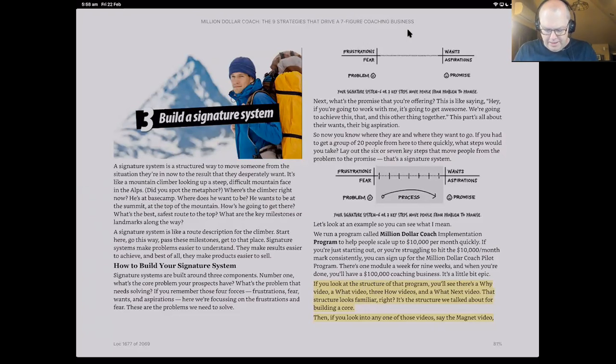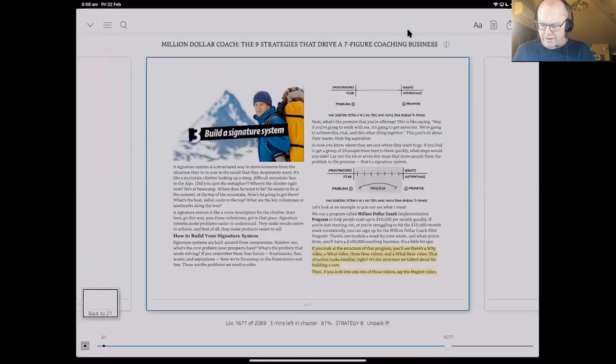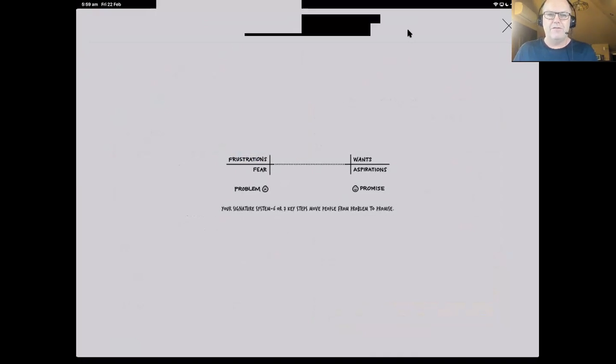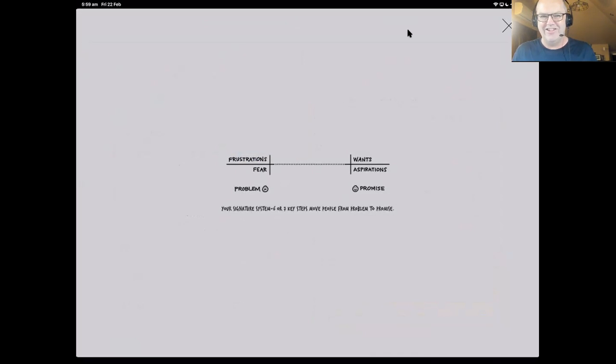So I am looking, a signature system is like a route for a climber. I call them recipes. He calls them signature systems, right? You can use all different names, but what I love about his definition is, here we are, ding, it moves them from the frustrations and fears, the problem, to the wants and aspirations, right? You may wonder, where did I see this before? Well, if you have a severe short-term memory loss thing going on, then you'll remember that this was the Y stack that he talked about. So basically, we need to figure out how to get them from the frustrations and fear to the wants and aspirations. That's the goal of any course.